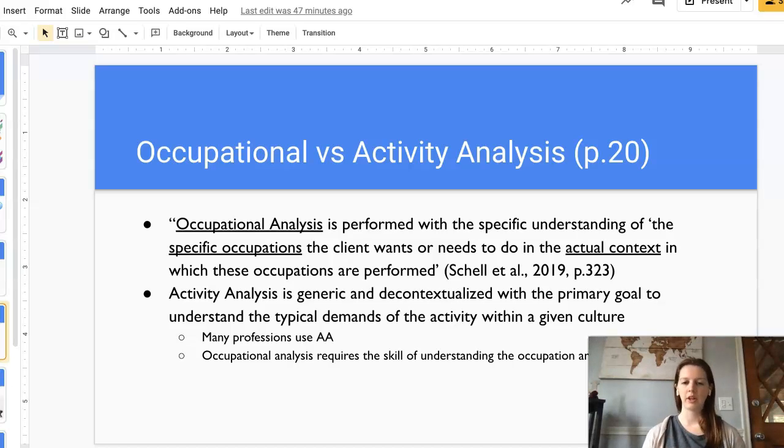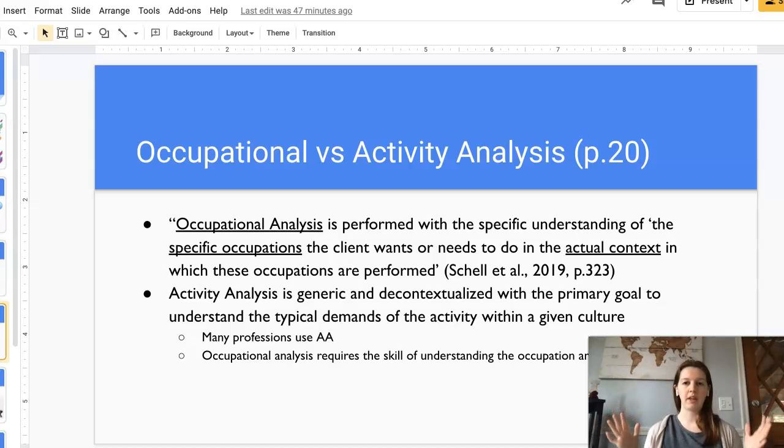So what are we really looking at here? Many professions use activity analysis. Physical therapists use activity analysis. A lot of you guys, occupational therapy assistants, physical therapy assistants may or may not be using informal versions of activity analysis. Other professions, nursing, sometimes social work, sometimes physicians, depending on what's going on in the situation, may use some type of activity analysis. When we're talking about the occupational analysis, that requires a skilled understanding of both occupation and context.